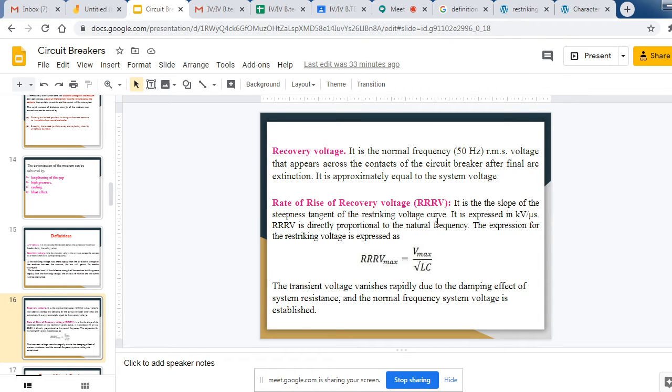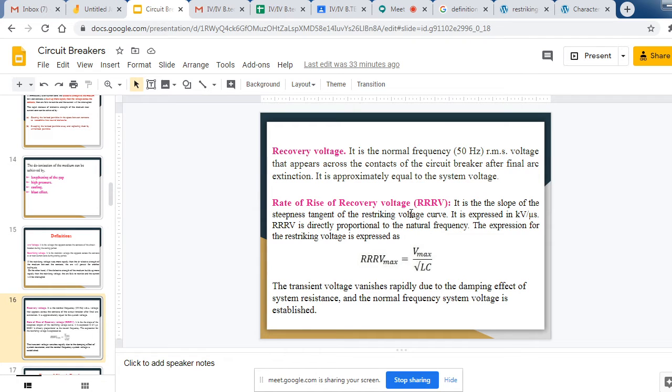You just make a note of it very quickly. It is the slope, the steepness, the tangent of the restriking voltage curve, as we have seen in yesterday's class. There, the moment when the current is reaching zero, the restriking voltage reaches its peak value. That is what we saw yesterday, right?